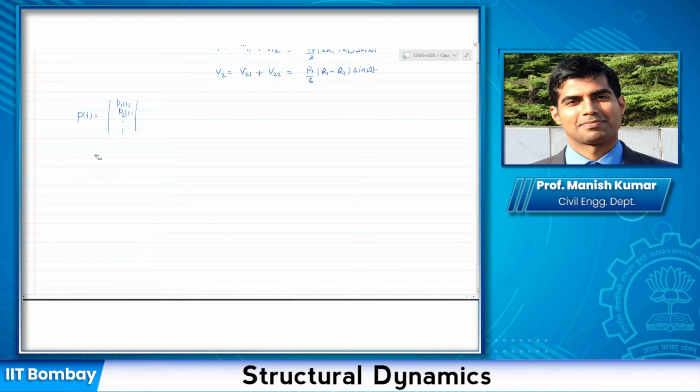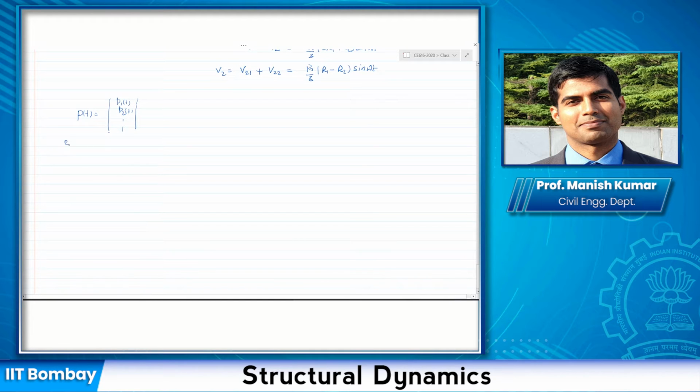Okay, or not the vector. The excitation force in the nth mode, so the effective force in the nth mode. How do we get that? We simply get that by multiplying, like others, with the transpose of the mode shape times the P vector here. This is this, and this would give me P_n(t).